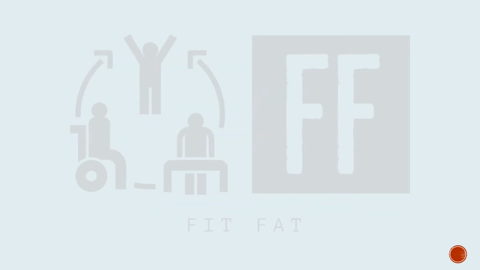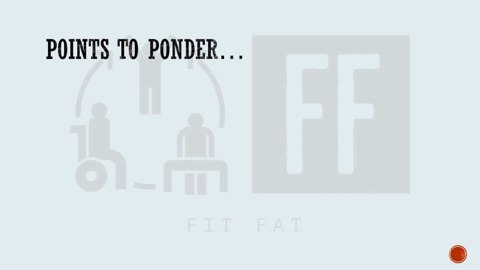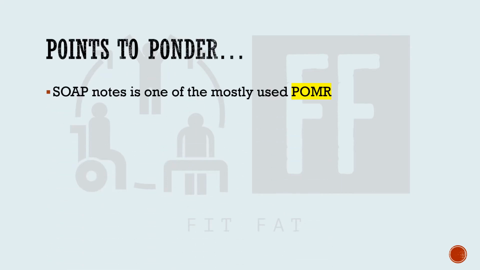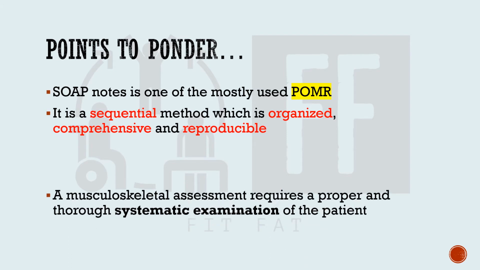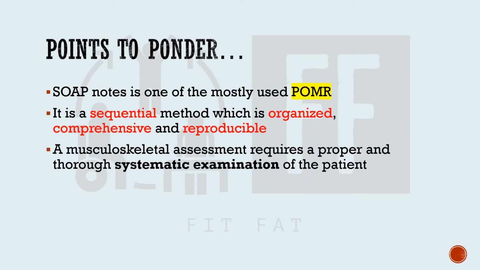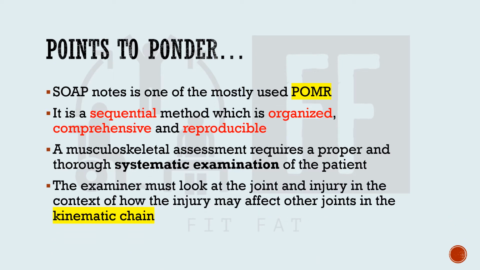Now, before we get to the main part of the video, here are some points to ponder. SOAP notes is one of the mostly used POMR, that is problem-oriented medical record. It is a sequential method which is organized, comprehensive and reproducible. A musculoskeletal assessment requires a proper and thorough systematic examination of the patient. The examiner must look at the joint and injury in the context of how the injury may affect other joints in the kinematic chain.